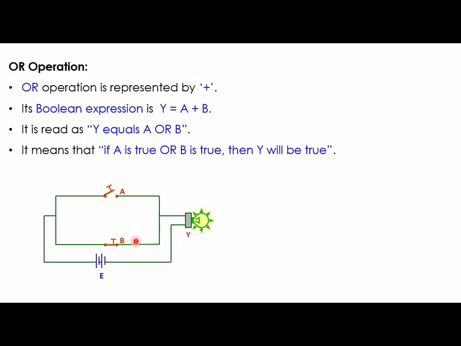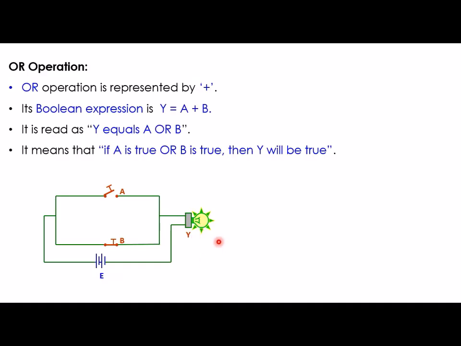Now if one of the switches is on and one of the switches is off, now suppose B is on and A is off, then the bulb will glow. That means Y is on. That means Y is 1. If A is 0, B is 1, then Y is 1. Here 1 represents the glowing of the bulb and 0 represents the bulb not glowing.